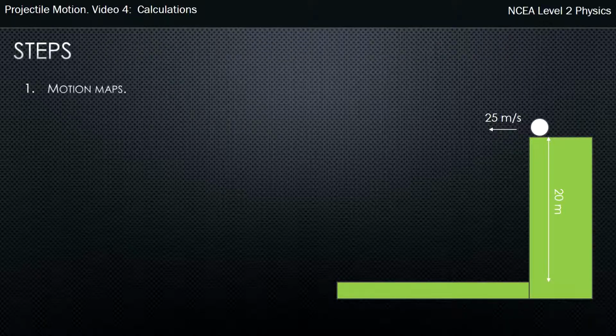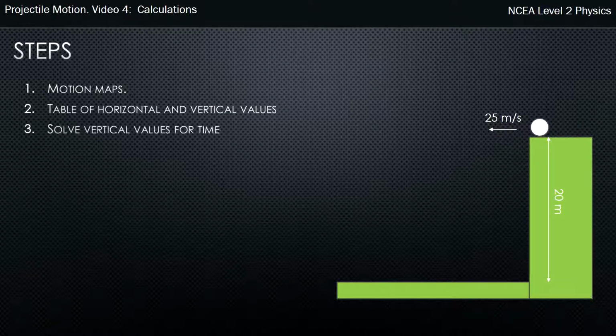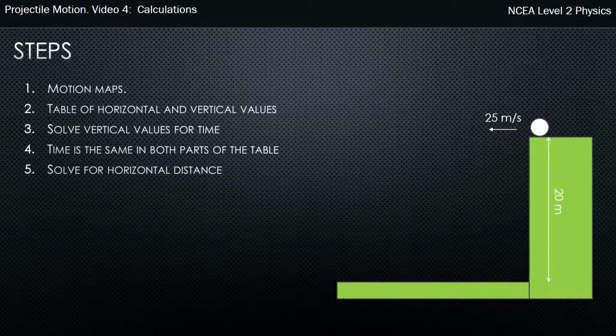The steps we're going to go through are: we're going to draw motion maps first for the horizontal and the vertical. We're going to come up with a table of values for the horizontal and vertical, solve some calculations for time. The time we find in the vertical is the same in the horizontal as well, and solve the horizontal distance. It looks like a lot.